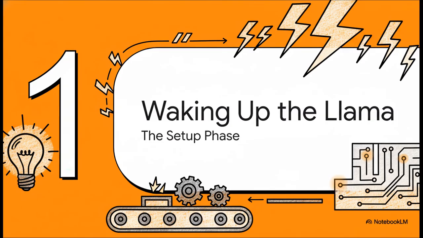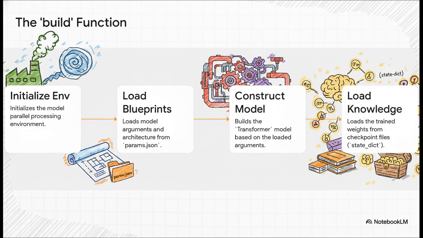First things first, before the model can answer anything, well, it has to be turned on, right? This is the setup phase, and in the code, it's all handled by a function called build. You can literally think of it as turning on the lights and firing up the entire assembly line. And this whole setup process is a lot like building a real factory. The build function first preps the workspace. Then it pulls up the architectural blueprints from a file called params.json. Using those plans, it constructs the core machinery, the transformer model. And then, and this is the big one, it loads all of its knowledge, everything it's ever learned, from files called the state dict. And just like that, the factory's open for business.